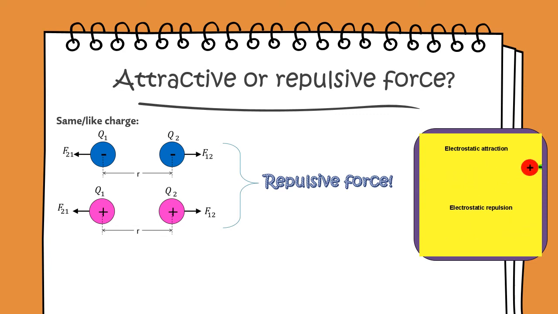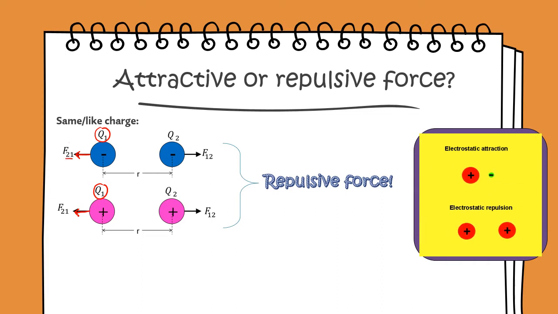So let's say we look at the direction of the repulsive force on charge Q1 and charge Q2. For charge Q1, the repulsive force is to the left. Okay, and we will label it as F21.